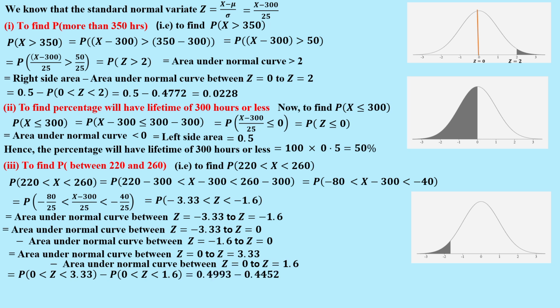From the table, 0.4993 minus 0.4452 is 0.0541. So percentage, but they don't need the percentage here, I think. If you want the percentage, just multiply the probability by 100, right, in any case. Thanks.